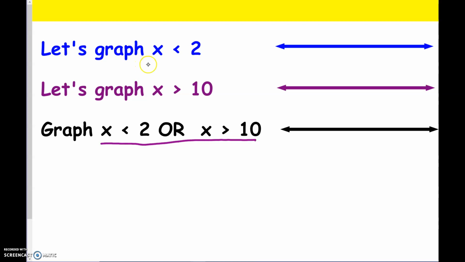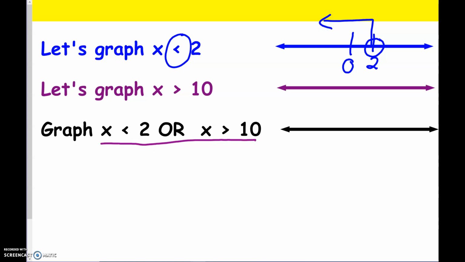So if we graph the first one, graph x is less than 2. So always put your 0 on here, and we have our number 2. At 2, no line underneath, so we're going to have an open circle, and it says x is less than, so less than goes left.